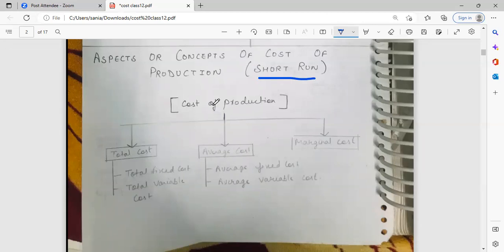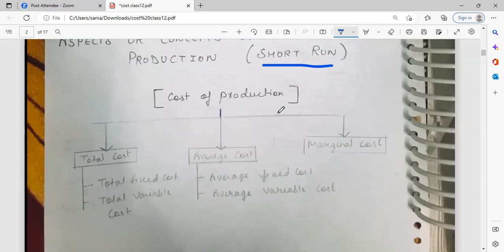So this is what we are going to start in this chapter: cost of production. You have three costs: total cost, average cost, and marginal cost. In total cost, you will study total fixed cost and total variable cost. In average cost, you will study average fixed cost and average variable cost. And the last one is marginal cost. Is it clear? Yes, ma'am.